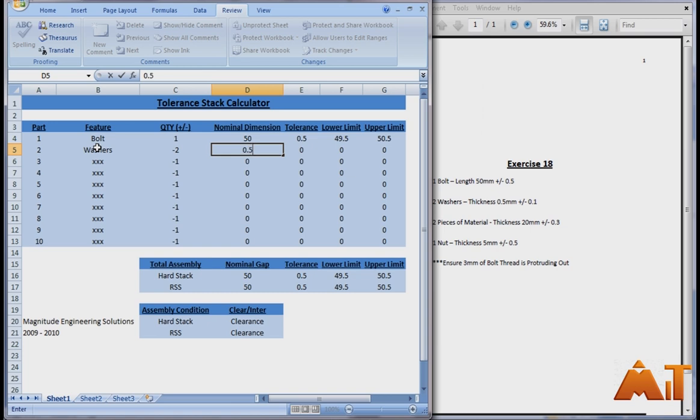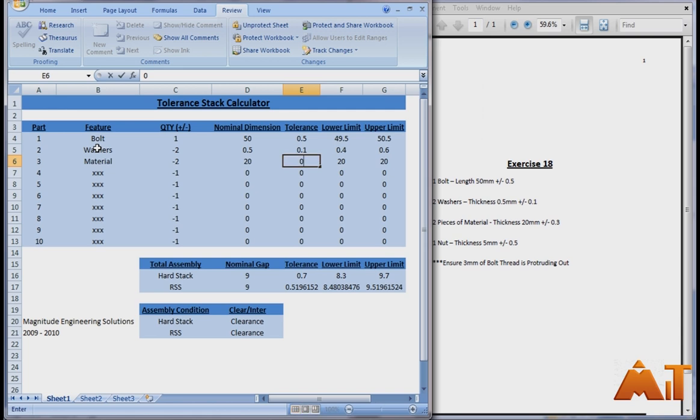Then we have the washers. We have two of them, and they're going to be 0.5 mil, tolerance is 0.1. Then we have our material. We're going to have two pieces at 20 mil with a 0.3. Then we're going to have our nut, just one at 5 mil and 0.5 mil.